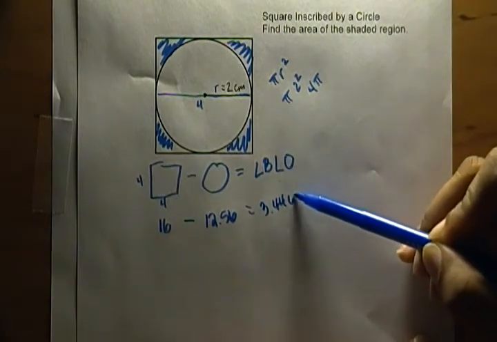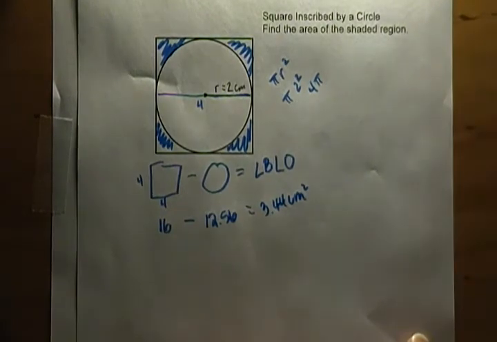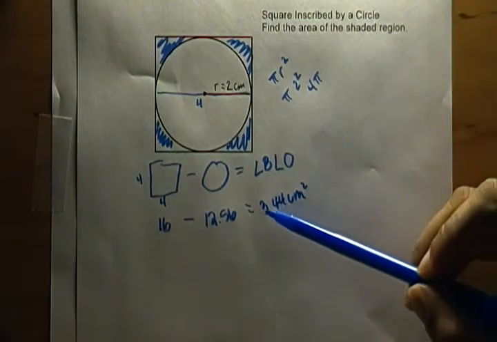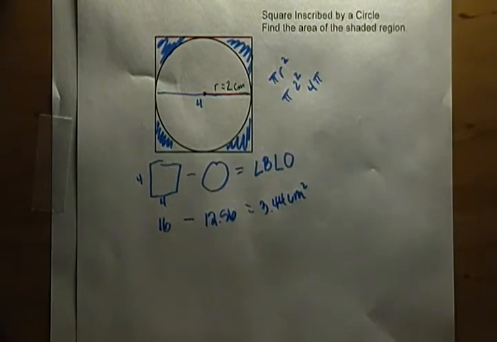If we subtract these two, we get 3.44 centimeters squared. So that's how much the little bit left over is. 3.44 centimeters squared. Any questions? Replay this part of the video.